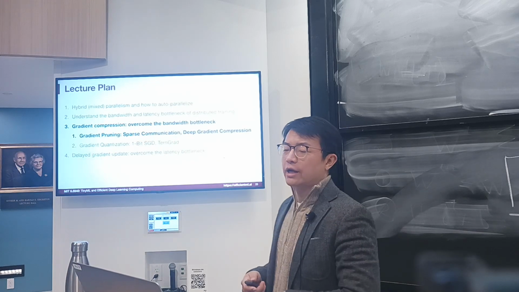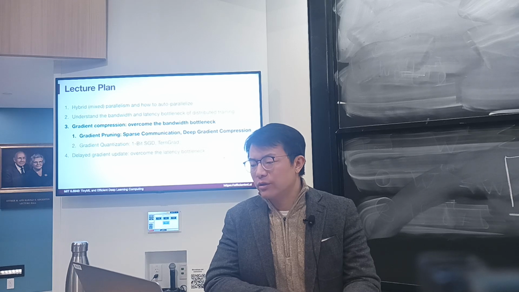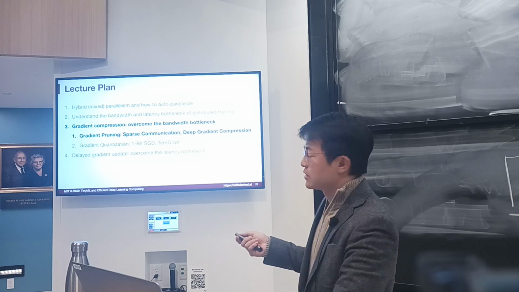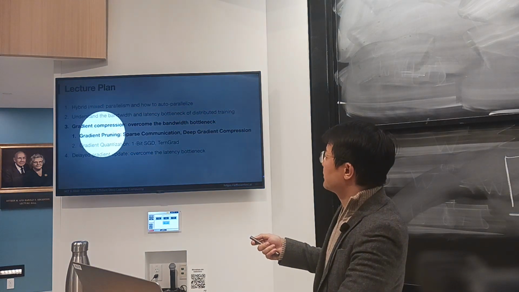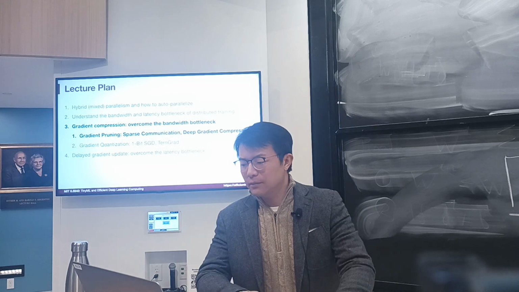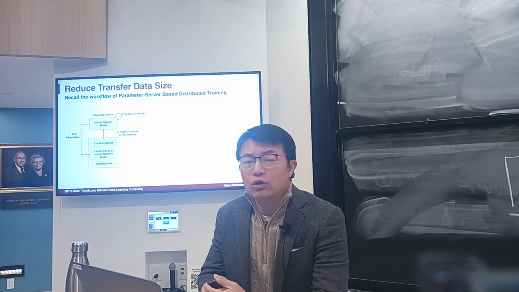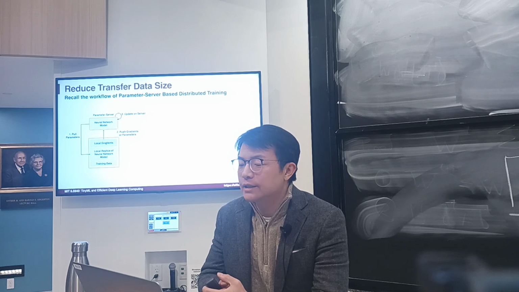So let's talk about techniques to overcome this networking bandwidth bottleneck by introducing two chapters. One is gradient pruning, the other is gradient quantization. Let's first start with how we reduce the transfer data size.